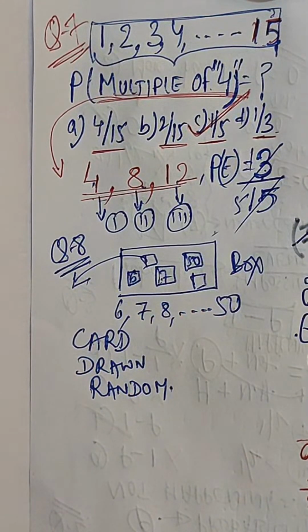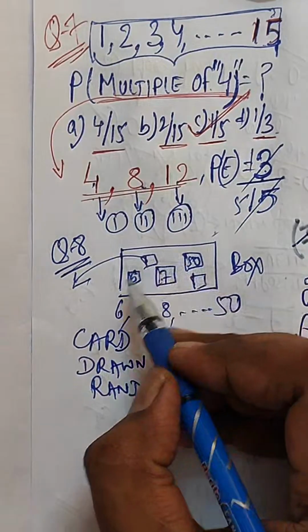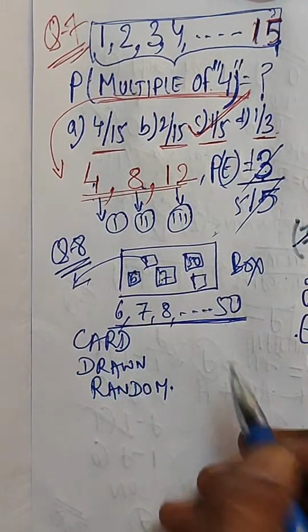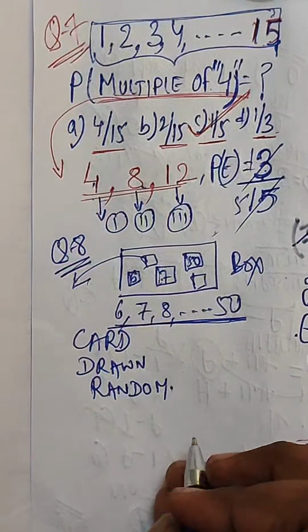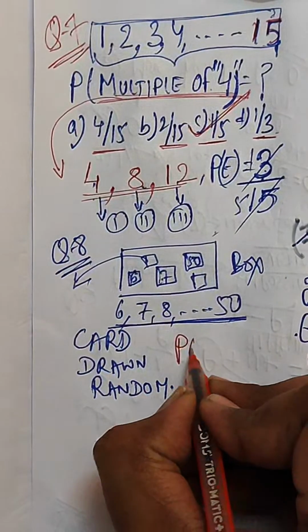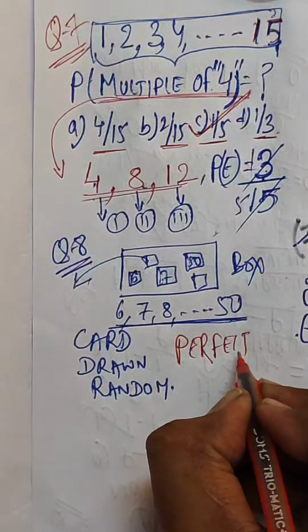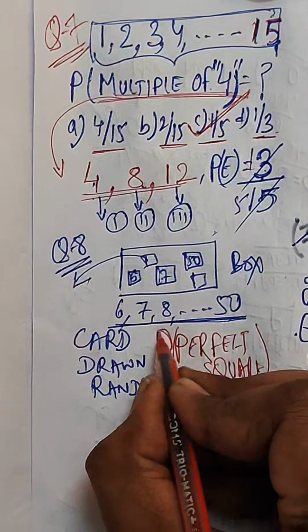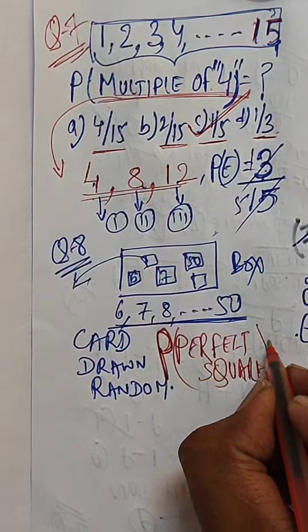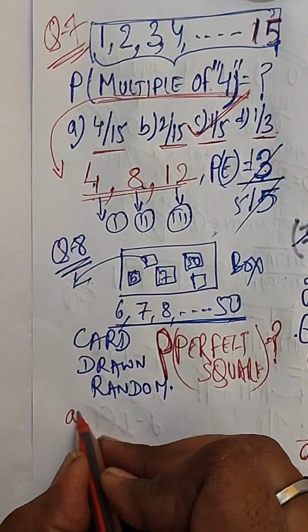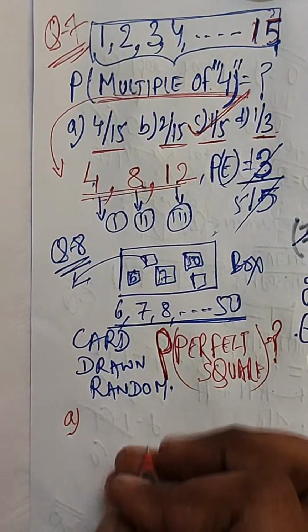So the question is: the probability that the drawn card has a number which is a perfect square is what? So these are the numbers 6, 7, 8 till 50. Out of these, the probability of a perfect square, P of perfect square, is what? That needs to be calculated, right? And we have the options with us. Option number A, 1 by 45.